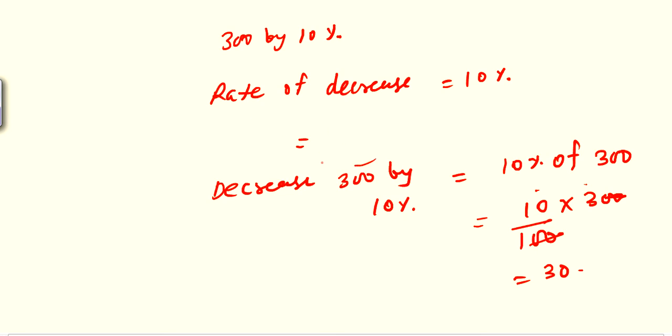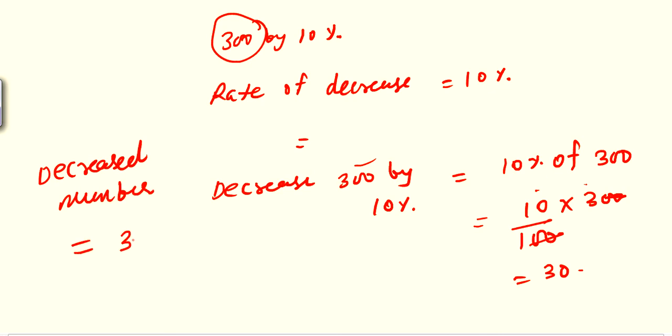So decrease is given to us, so simply we will subtract 30 from this 300. So the decreased number equals 300 minus 30. Okay, so your answer is 270. So in this way you have to solve question number 3.